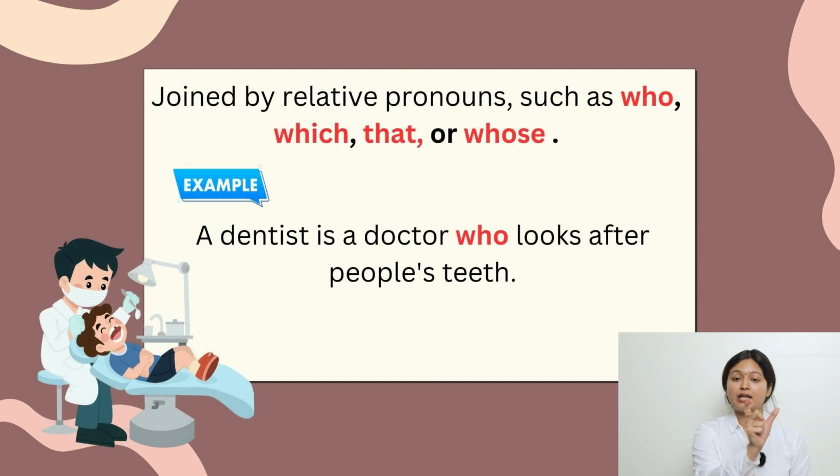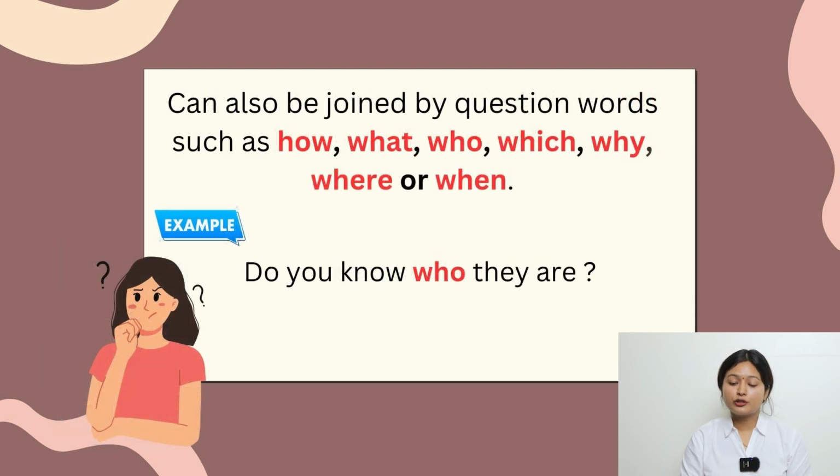Sometimes the main clause and the subordinate clause are joined by relative pronouns like who, which, that or whose. So for example, a dentist is a doctor who looks after people's teeth. So here the conjunction is who. Now let's move forward. These clauses can also be joined by question words such as how, what, who, which, why, where and when. So for example, do you know who they are?